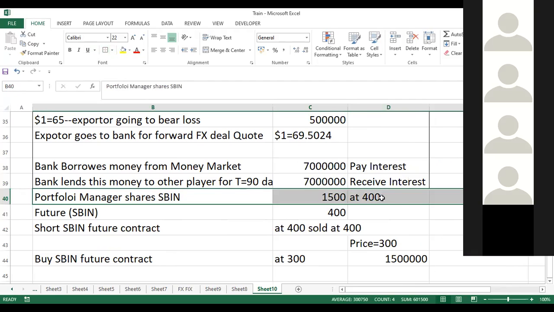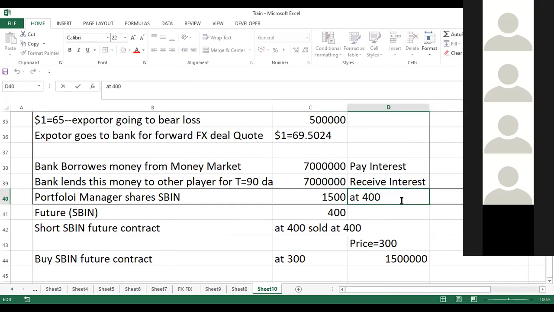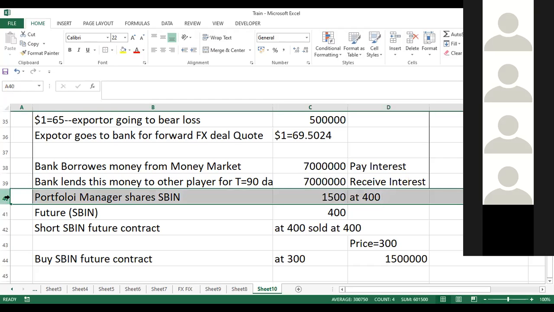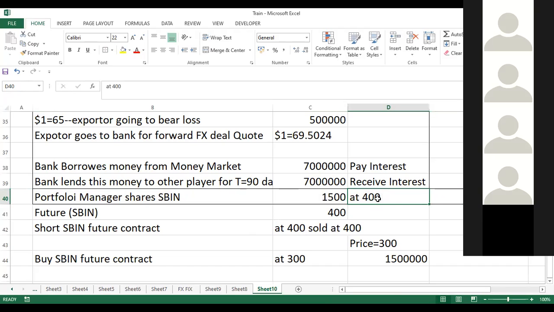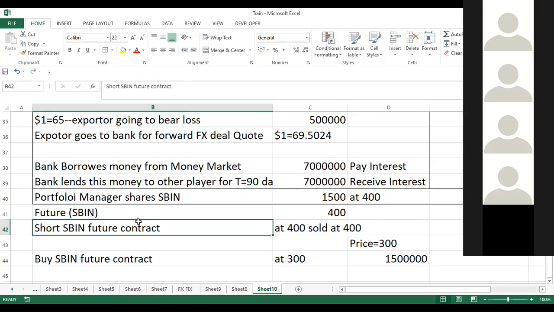Correct or not correct? So you start incurring loss here. You will be making loss on this particular position. Just look at this particular line, row number 40. You have bought 1,500 shares at 400 rupees. Total value is this. But if the price goes down, from 400 to 390, 380, 350, whatever, that means you are making loss on this position, and this value will go down accordingly.